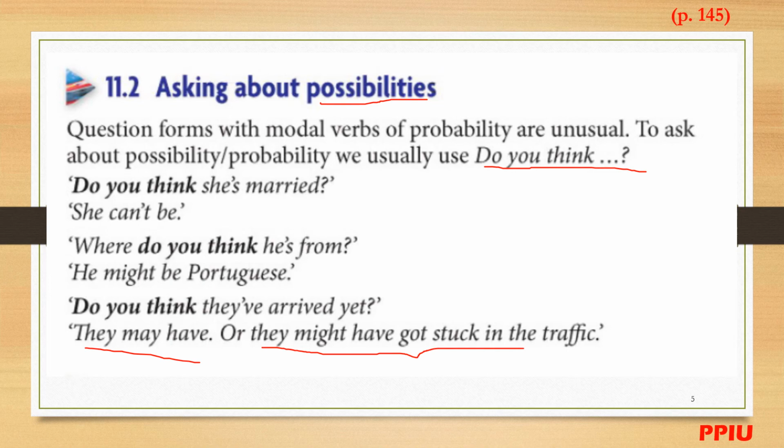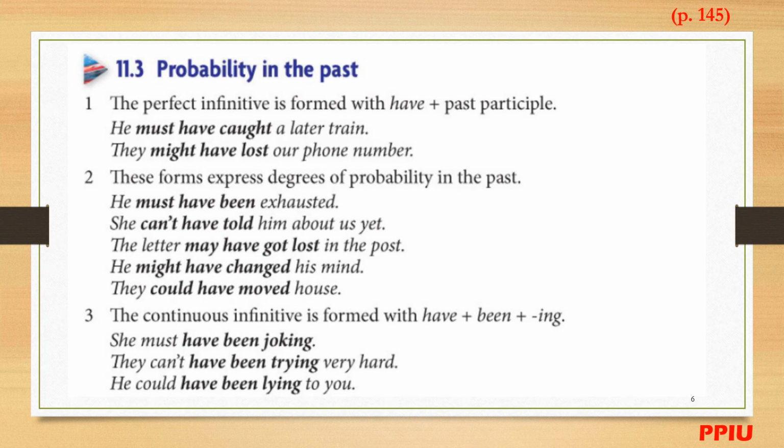Okay, let's go to the next one. Probability in the past. The perfect infinitive is formed with have plus past participle. He must have caught a train later. They might have lost our phone number. Modal verb plus have plus past participle here.